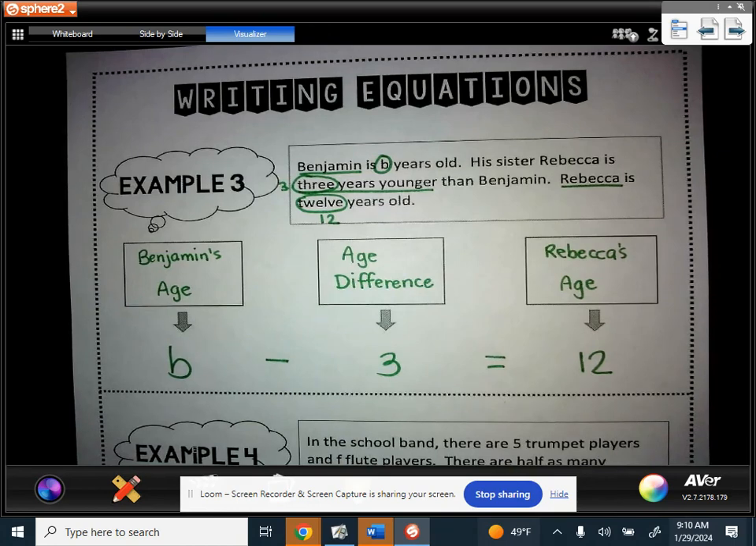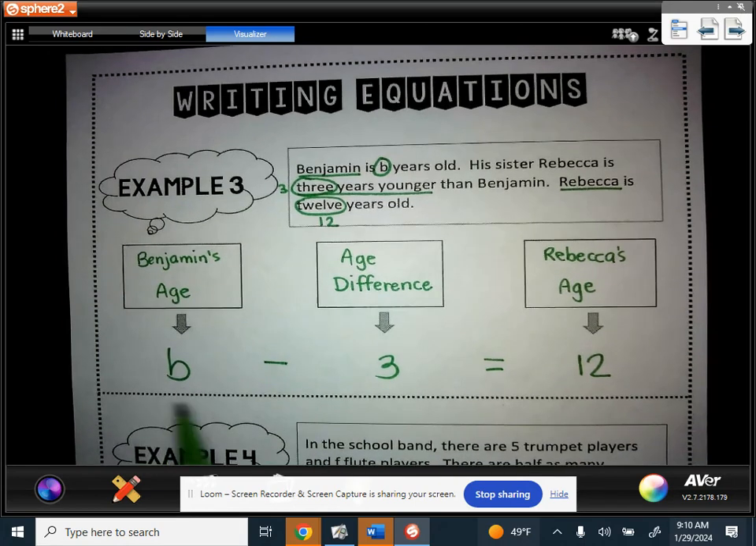Just be careful because they could give you one that said 12 minus 3 equals B. Well, 12 minus 3 is 9. And again, his age is not 9. So try to figure out what the variable equals and make sure that whatever that would be, you could plug in here and make it work. Because 15 minus 3 is 12, so that does work.